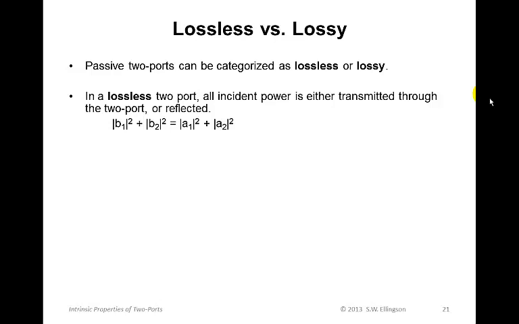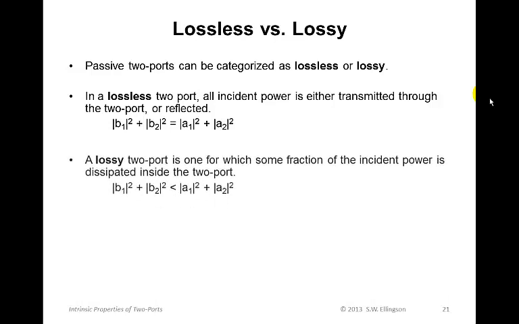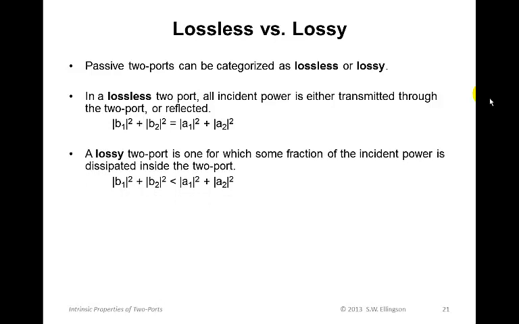And this is one of the strengths of S parameters, that we can describe lossiness in this way. A lossy two-port is one for which some fraction of the incident power is dissipated inside the two-port. So then we know that the power associated with the outbound power waves, B1 and B2, has to be less than A1 and A2, which is the total power associated with the inbound waves.